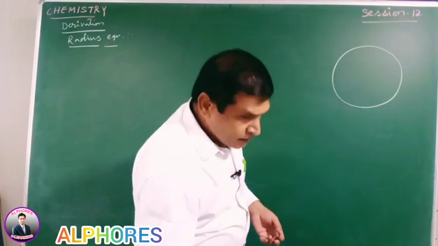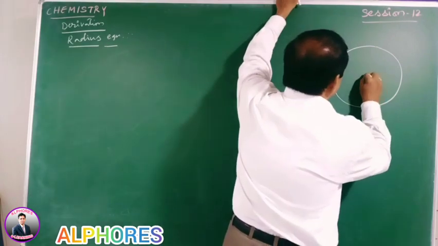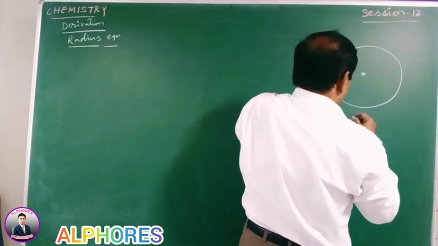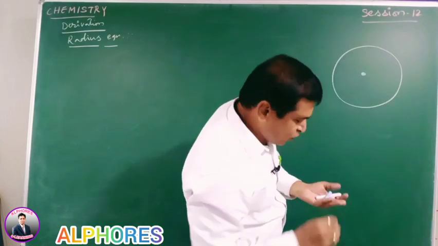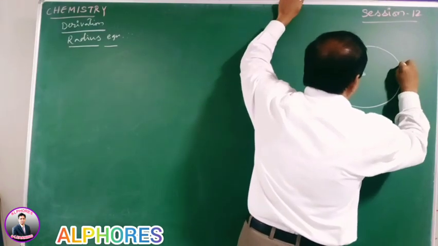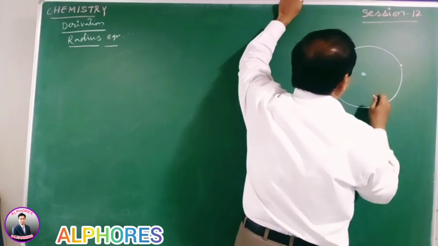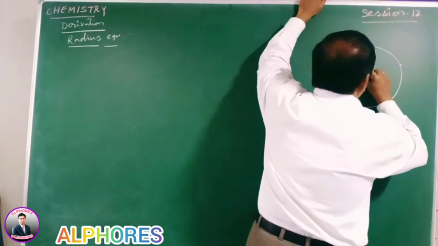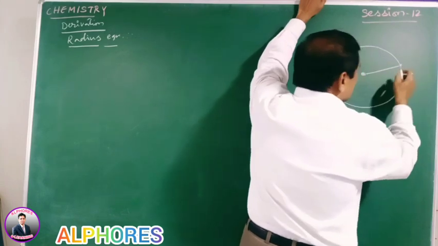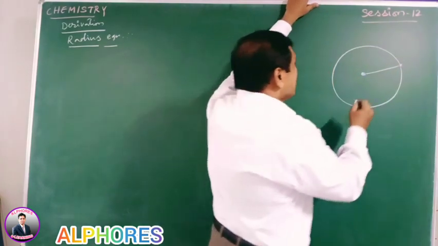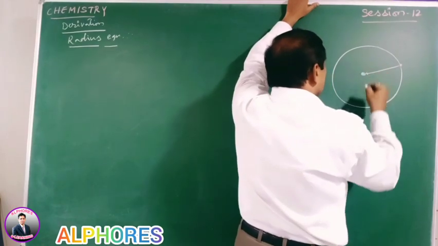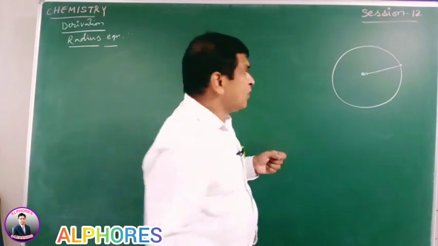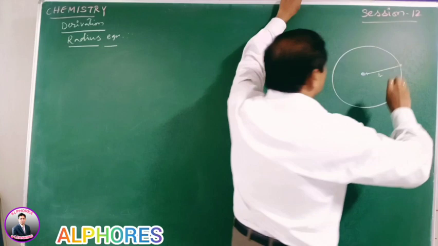Say this is the nucleus and this is the electron. The electron is revolving around the nucleus with a radius r. The nucleus attracts the electron towards itself.